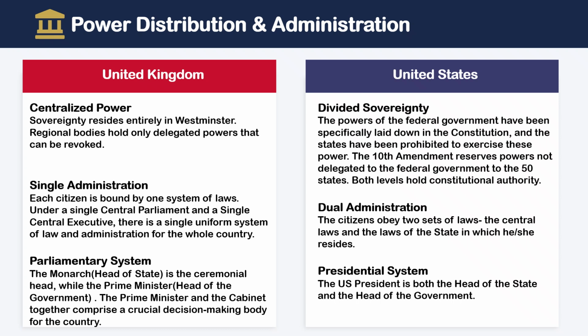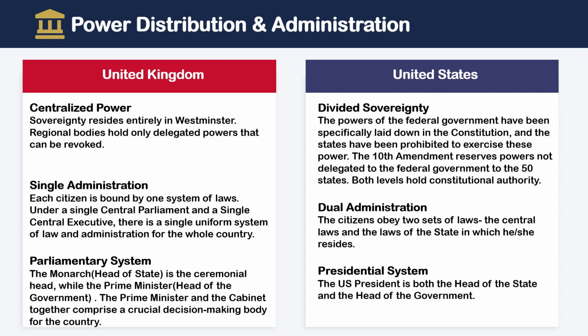The powers of the federal government have been specifically laid down in the constitution, and the states have been prohibited from exercising these powers. By the 10th Amendment, those powers that have not been given to the federal government by the constitution have been reserved for the 50 states.